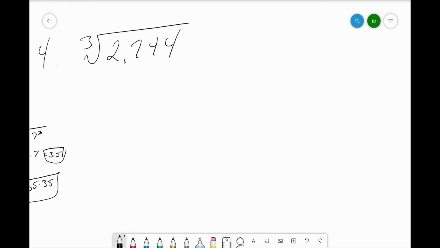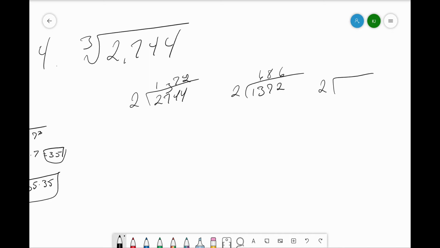So let's do problem 4 in your textbook, just to go through and make sure that you understand this. So number 4 is the cube root of 2,744. Because it's an even number, we could start with 2. So 2 goes into 2,744 1,372 times. 2 goes into 1,372 686 times. 2 goes into 686 343 times.